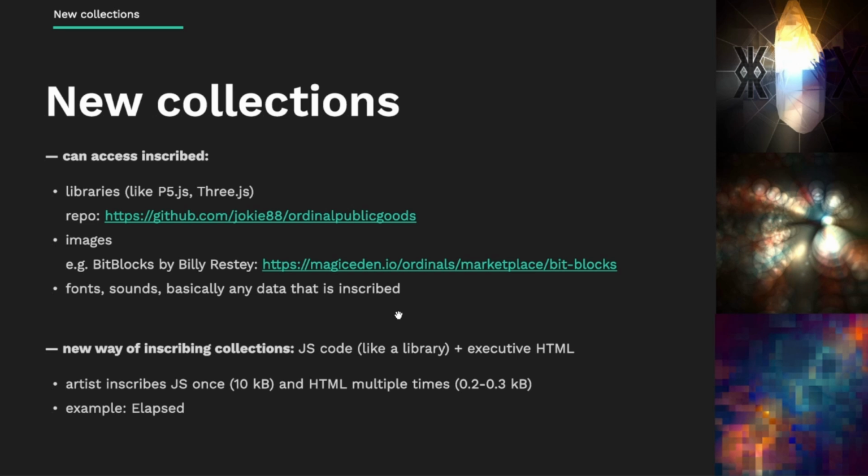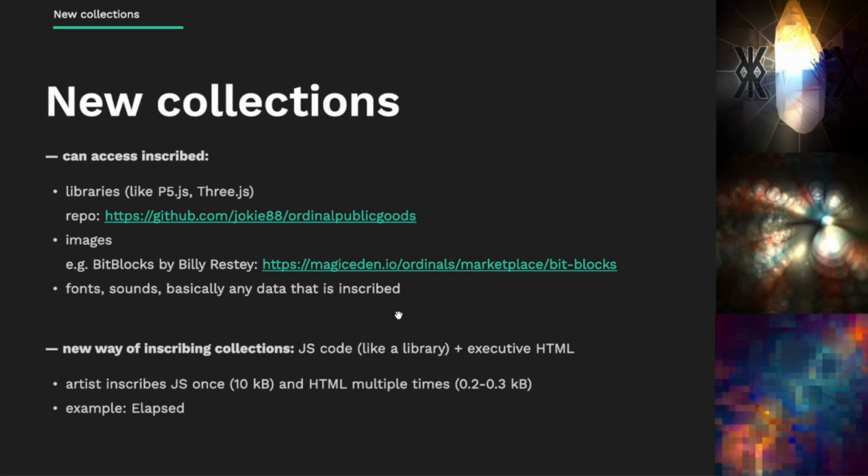And that led to a new way of inscribing collections, which divided code into two pieces. First, we inscribed JS code, so that was inscribed by the artist, and an executable HTML that, well, actually it depended again on the mechanics, so it was either inscribed by the artist or the collectors, depending on the mechanics. So the artist inscribes JavaScript once, either it's, I don't know, 10 kilobytes or 100 kilobytes, but one bigger file, and then HTML is inscribed multiple times, which is way smaller because it's 200 to 300 bytes.